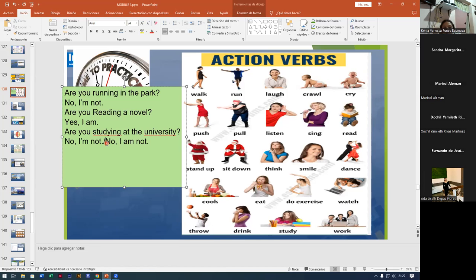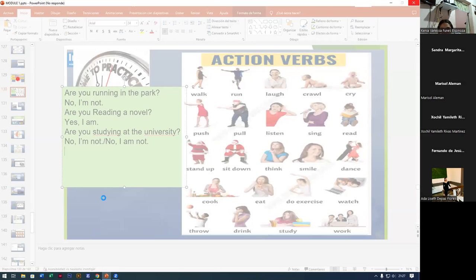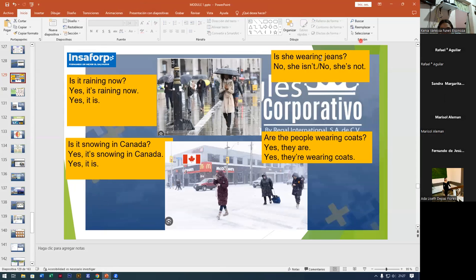Is it not correct in this case? De las dos formas está correcto. What happened is that here you have a short answer and it's negative. Do you remember the short answers and they are negative? For example, here we mentioned that when you have a short answer and it's negative, it's necessary to give the contraction, right? But that is negative. Now, in the case that I am using affirmative, you use the complete form.